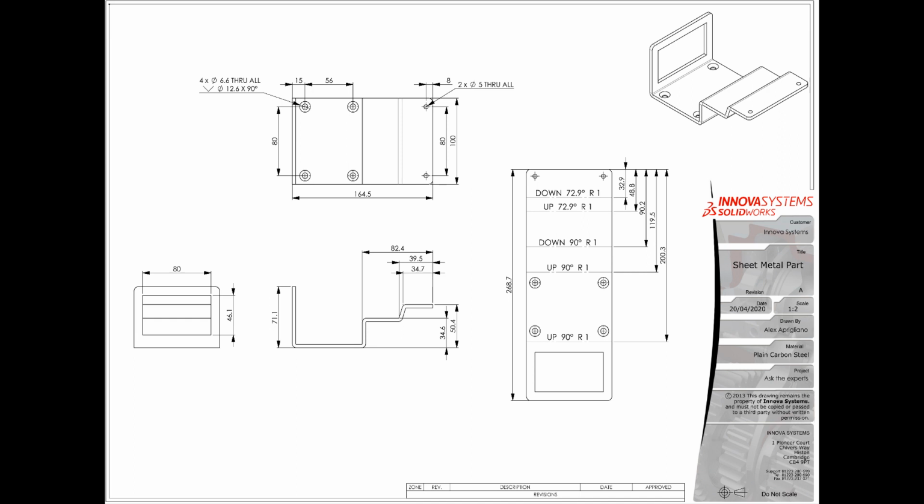Here we have a drawing which has been saved out as a PDF from SOLIDWORKS. It's a drawing of a sheet metal part with 3 orthographic views in the folded state and a flat pattern view.